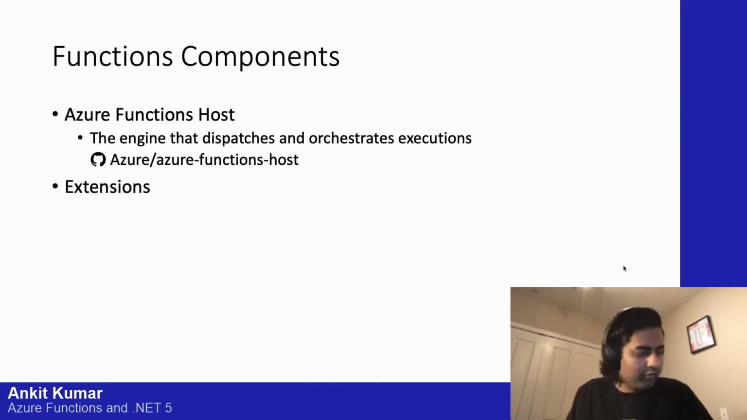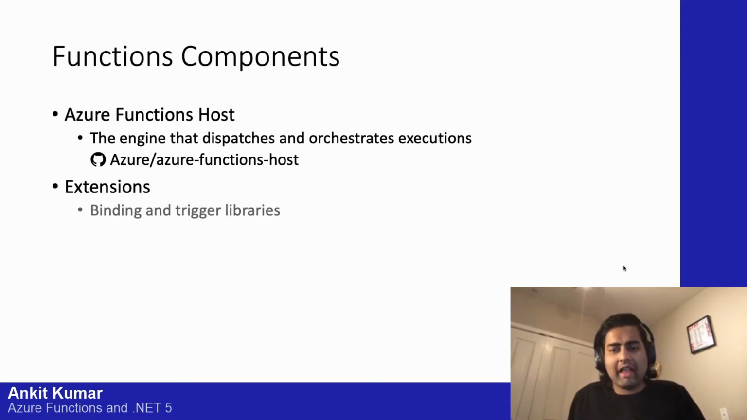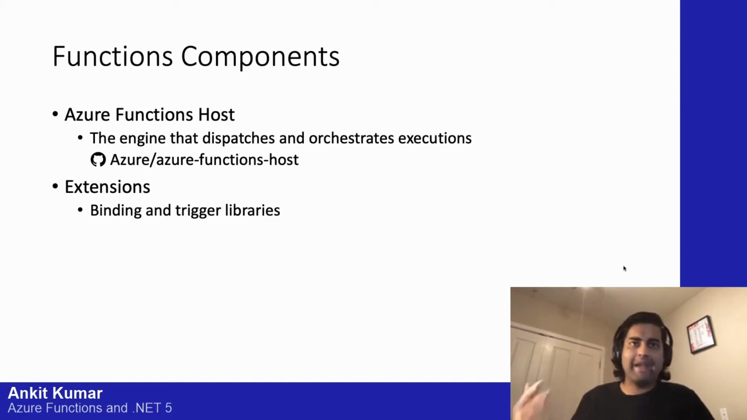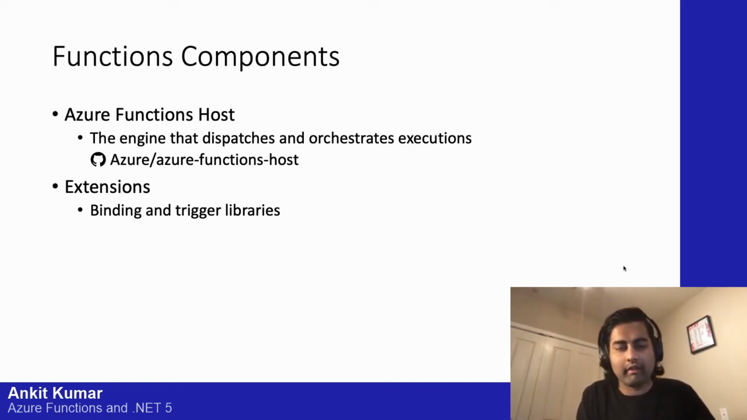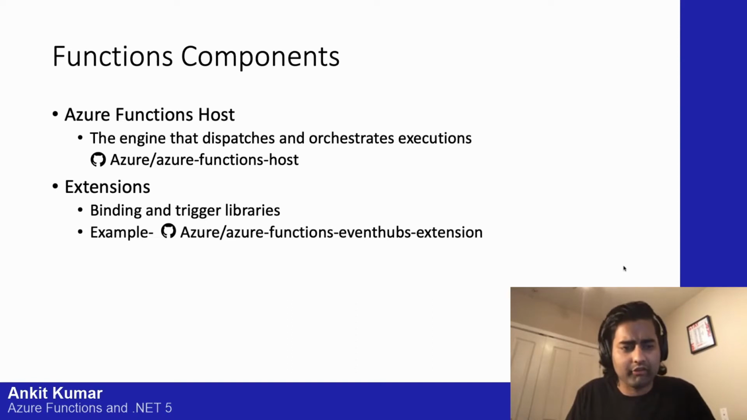The next thing that I want to mention is extensions. Extensions are libraries that provide binding and trigger definitions and associated listeners that may listen for events as you specify things like triggers. In the example before, the blob input and output bindings and the queue trigger would be part of these extensions. Here's an example of the Event Hubs extensions that you could check out in this GitHub repository as well.